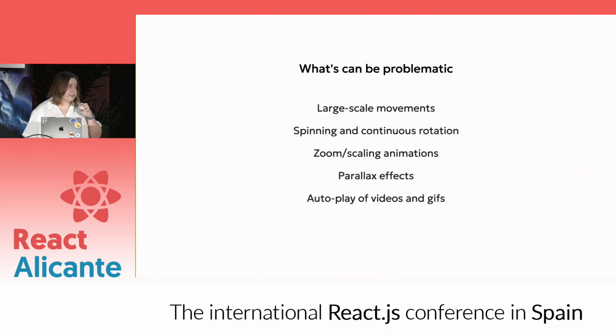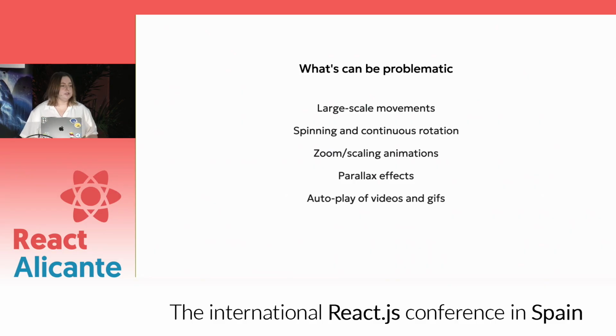I think it's important to understand which animations specifically can be problematic. So it's usually some large-scale animations and parallax effects, spinning motion and continued rotations, zoom and scaling animations, especially rapid ones, autoplaying videos and GIFs, and some rapid back and forth motion. That said, opacity changes and color transitions are totally fine and safe.